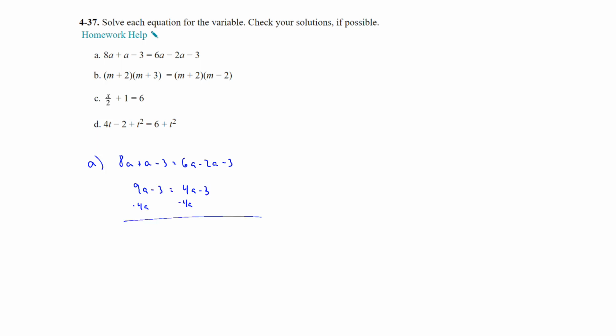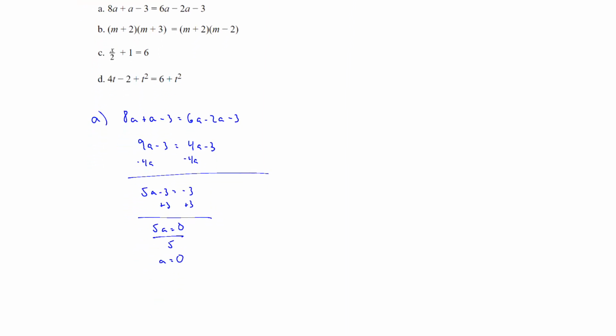subtract the 4a from both sides to get 5a minus 3 is equal to negative 3. Then we'll get the constant on the other side, so we're going to add 3. And then now we need to divide by 5. So a is equal to 0. If we plug 0 back into the original a values, we have 8 times 0 plus 0 minus 3, which should be equivalent to 6 times 0 minus 2 times 0 minus 3. So really everything cancels out except for the negative 3 on the left and the negative 3 on the right.